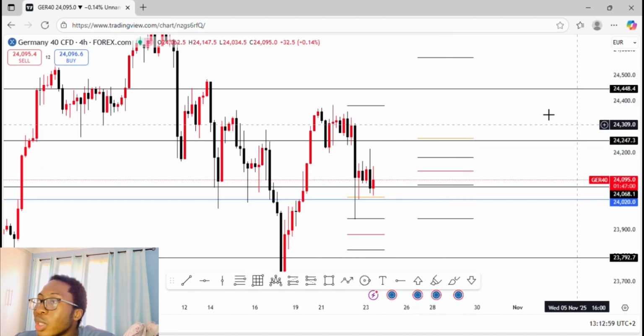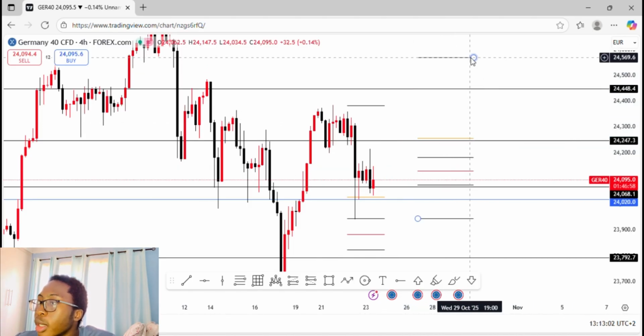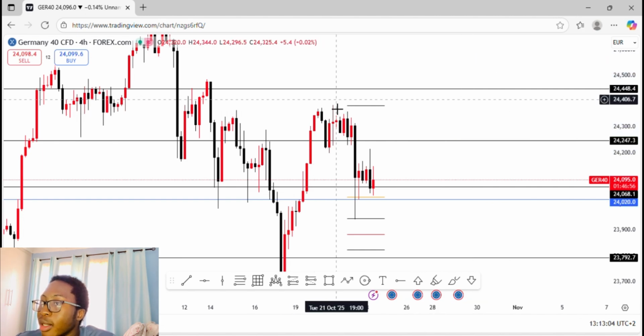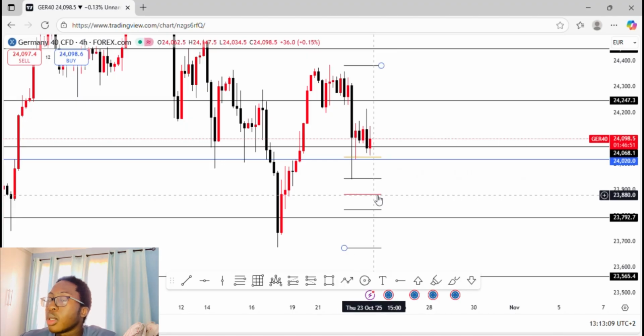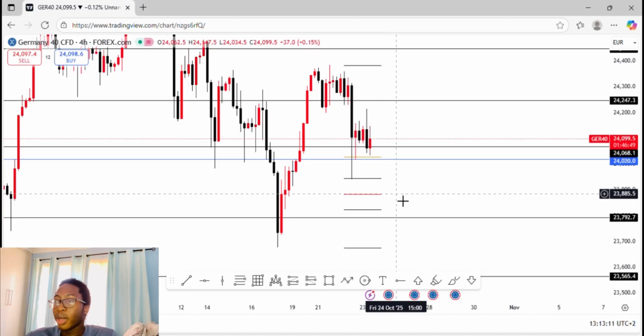Meanwhile, since we didn't break this high here, I'll still wait or expect the market to come down there. Once it comes down there, then I'll start looking for my buys.